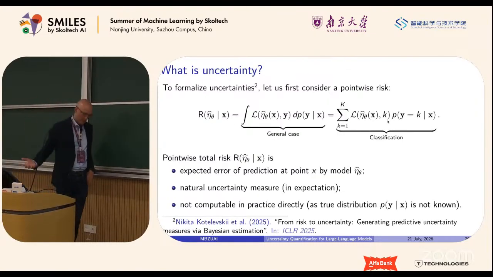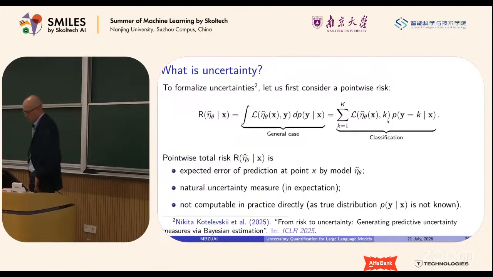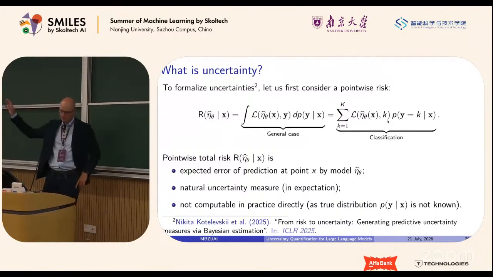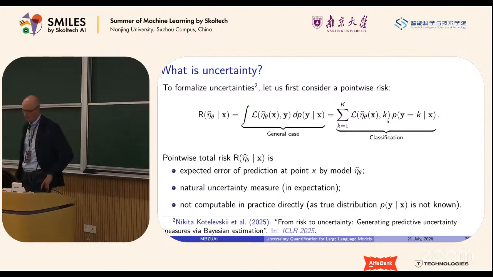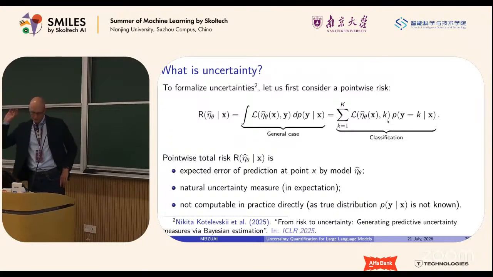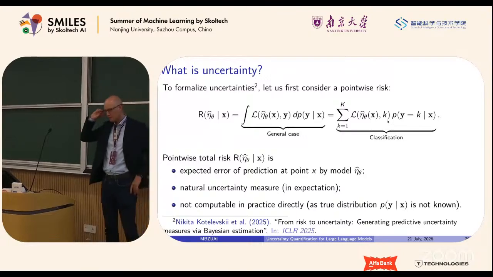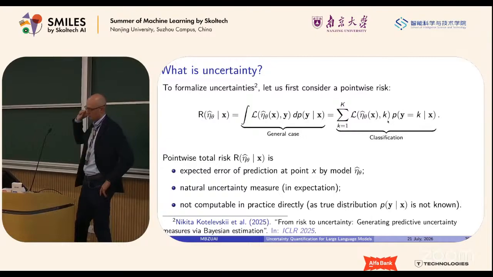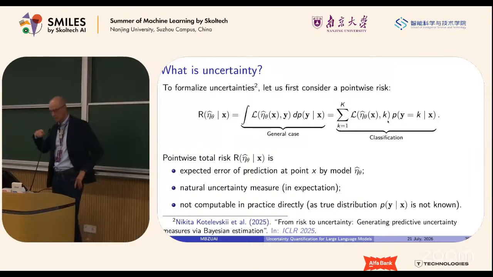Uncertainty here would be the expected risk of our classifier, which we can measure in this way. In the general case, this is an integral. In classification in particular, we can compute this summation over our approximated probability distribution. So once again, from this perspective, when we are trying to quantify uncertainty, we are trying to understand what the expected risk of my classifier is on this particular prediction.